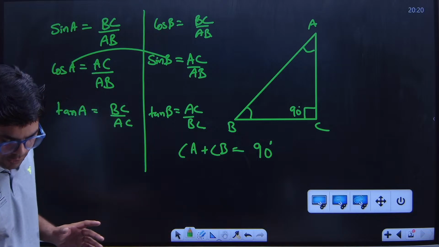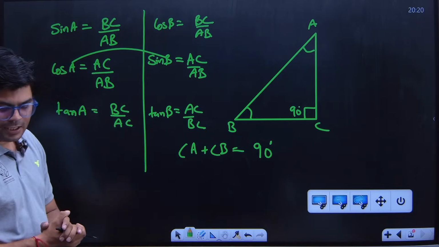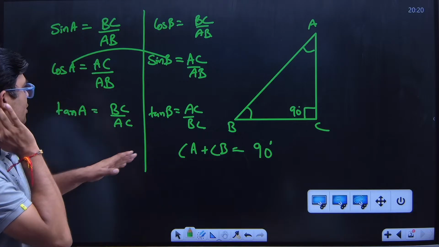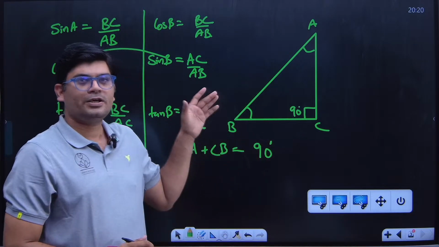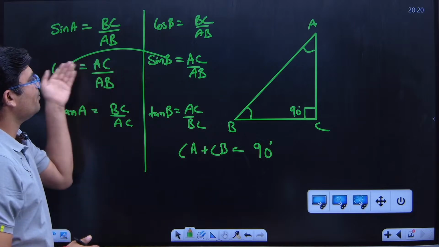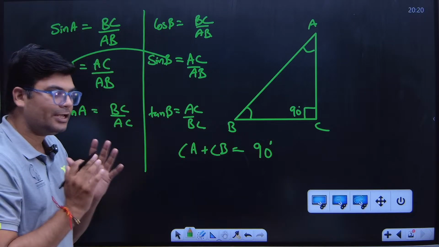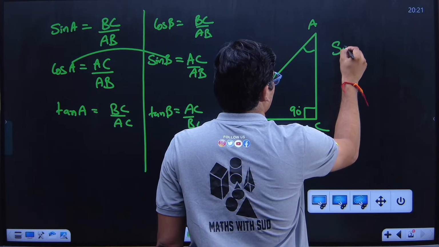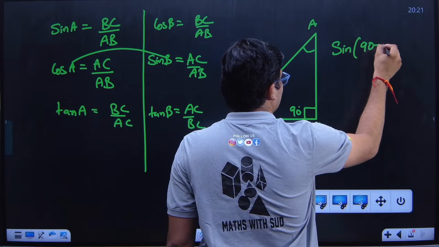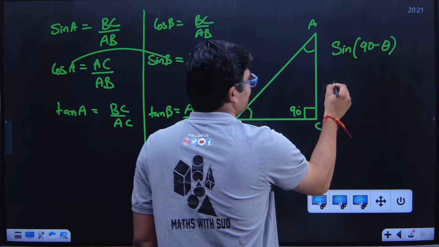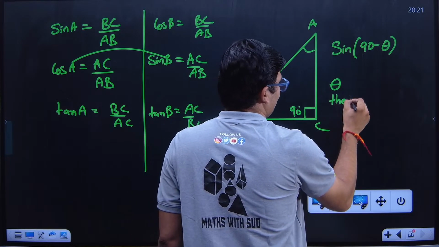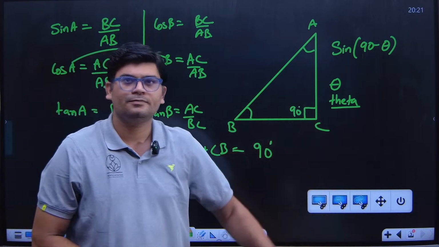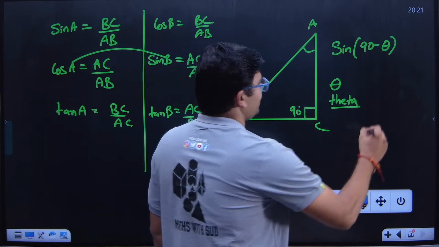As of now, I am talking only for the right angle triangle, but if it will be more, you will learn in grade 11. In this right angle triangle, sine and cos are known as complementary angles. So we get a relation that sine of 90 minus theta is equal to cos theta. This is a Greek symbol known as theta. Theta means it is a general angle.